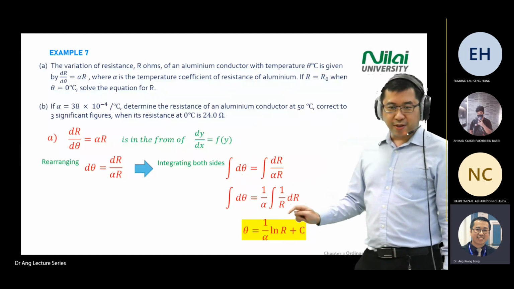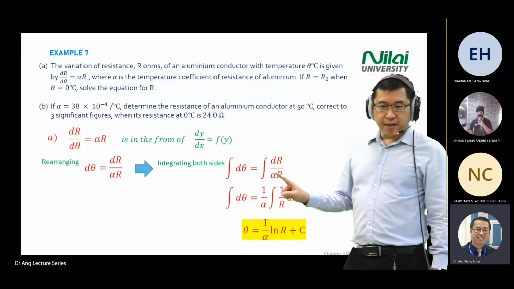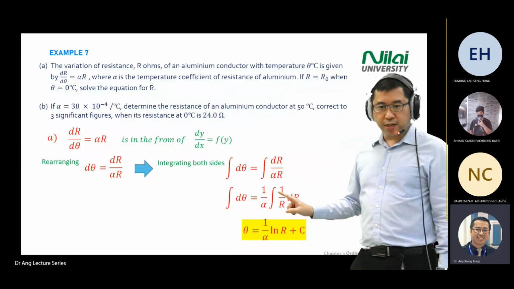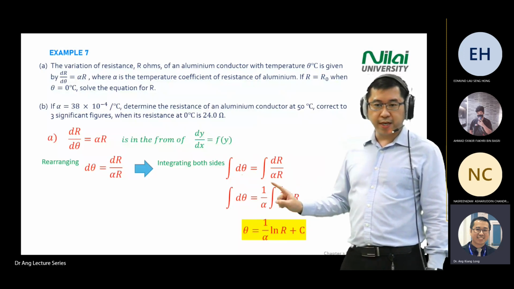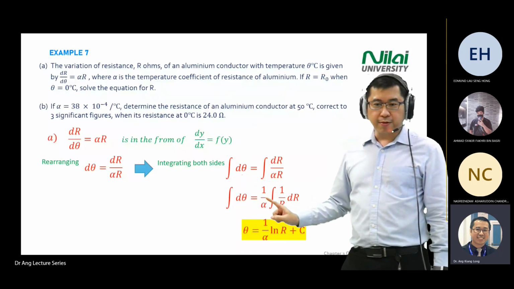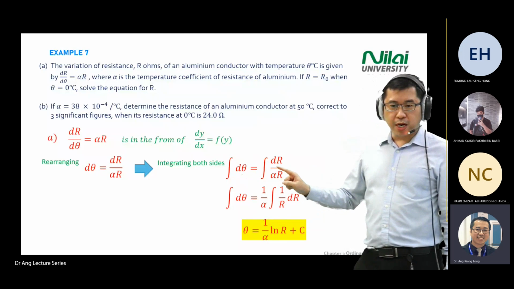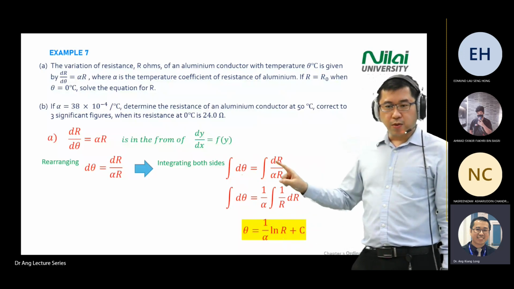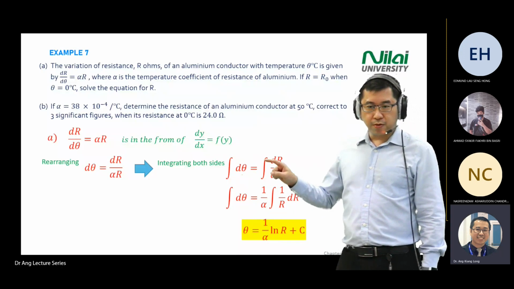So you have to practice more, then you can do already. So this one same. Always when you do integration, if you see a constant value, for example 1 over alpha here, I recommend you to pull it outside the integration. For example, from here to here, I pull 1 over alpha outside first, because 1 over alpha is a constant value. Okay, so be careful.